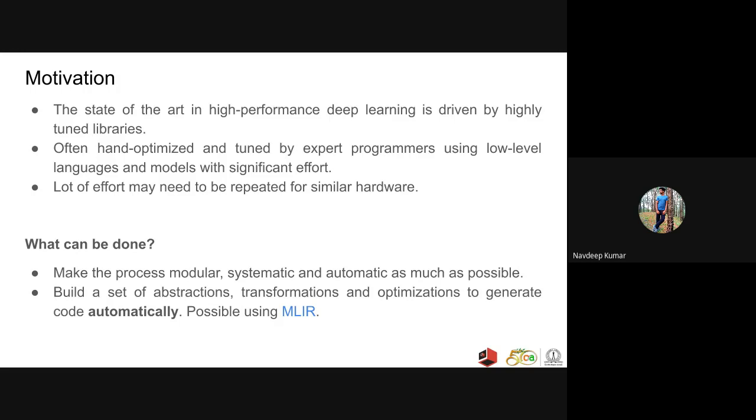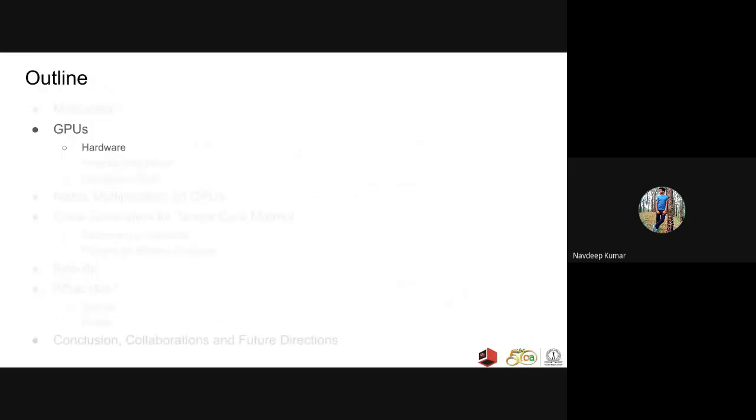This effort may need to be repeated for any other similar hardware that may come in the future, or may also be repetitive across different vendors. So what we can try to do is make this process more modular, systematic, and automatic to the largest extent possible, by building a correct set of abstractions, transformations, and optimizations to generate the code automatically. And of course, all of this could be made possible using the MLIR compiler infrastructure.